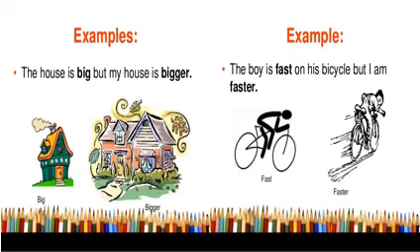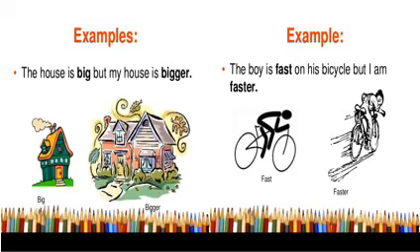For example, first example is the house is big but my house is bigger. So students, here you can see that the two houses are there and we are comparing one house to the second house. Okay, so comparison is there. So that's why it is comparative degree.